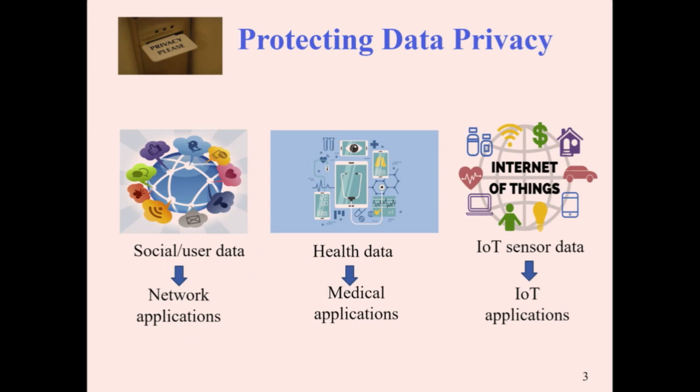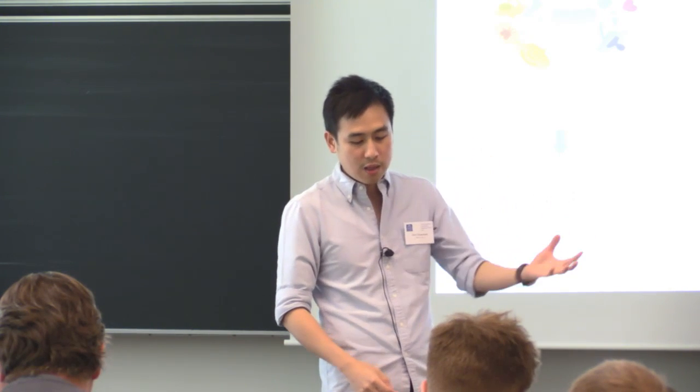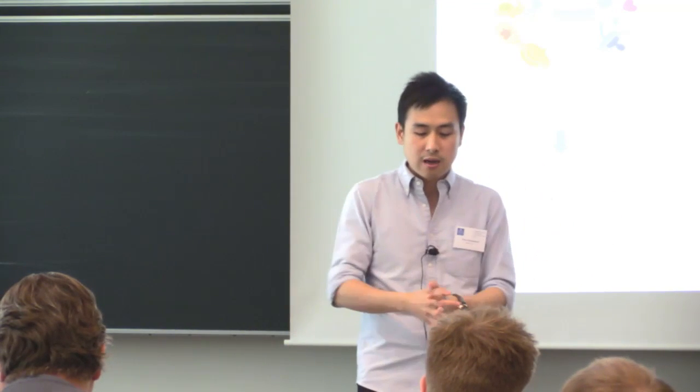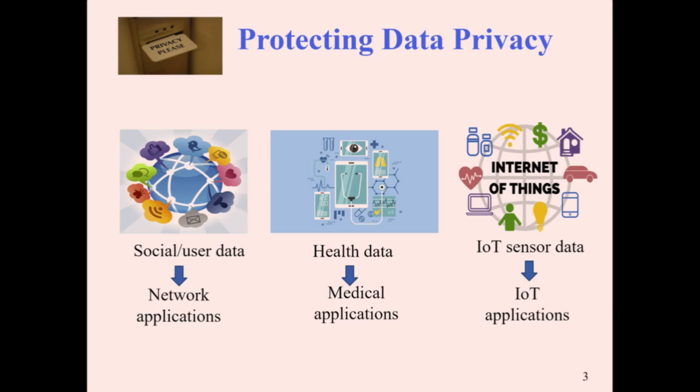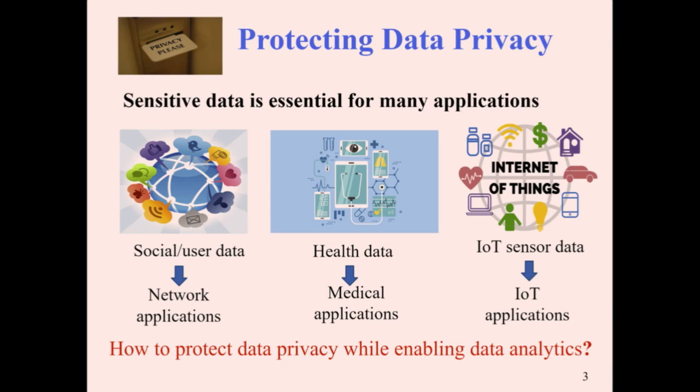So a little bit of motivation. Sensitive data is everywhere nowadays, and it can be used in very useful ways. For example, social or user data can be used in network applications for optimization. Health data can help with medical diagnosis. Sensor data can be used for IoT applications. However, because this data can be sensitive, you want to be able to protect privacy while enabling these data analytics and applications.